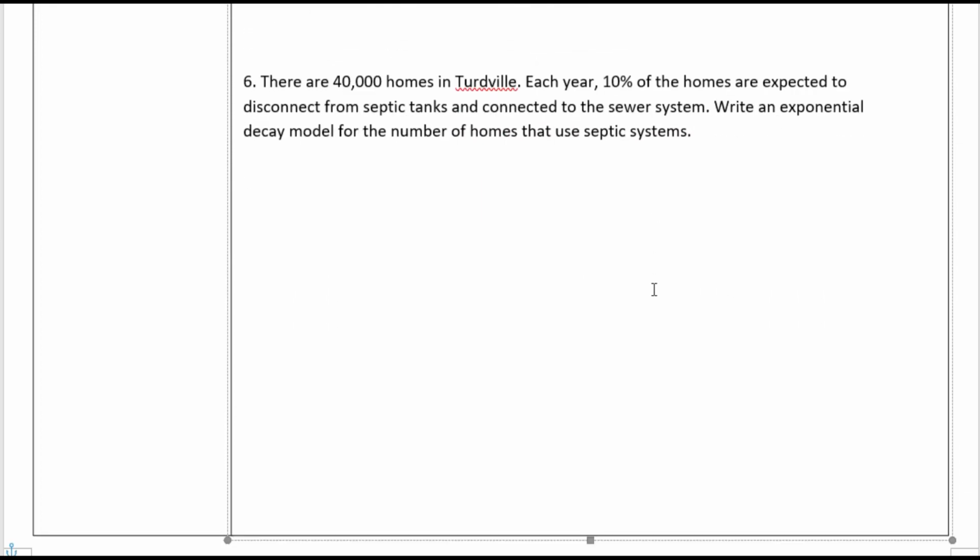So let's look at the example. So there are 40,000 homes in Turdville. Again, a made-up town because we're dealing with septic tanks. So 40,000 homes in Turdville. Each year, 10% of the homes are expected to disconnect from septic tanks and connect to the sewer system. Write an exponential decay model for the number of homes that use septic systems.